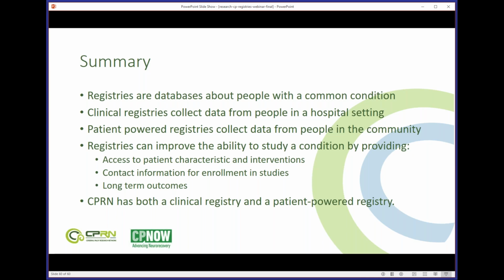And then it can provide additional contact information for enrollment in studies, and then this longitudinal study, which we know is critical for a condition like CP. So CPRN has both a clinical registry and a patient-powered registry, which we call our community registry.